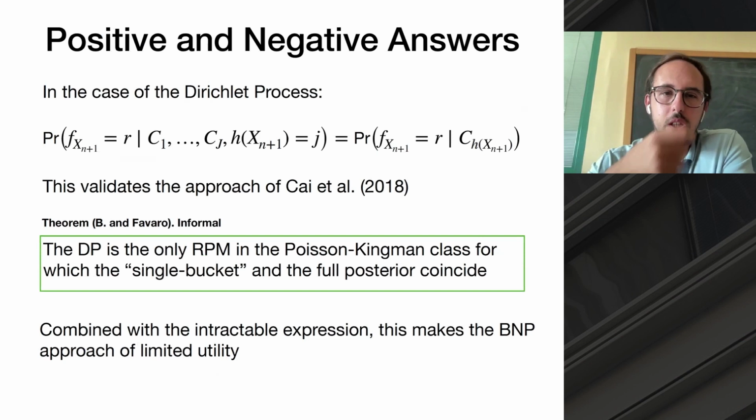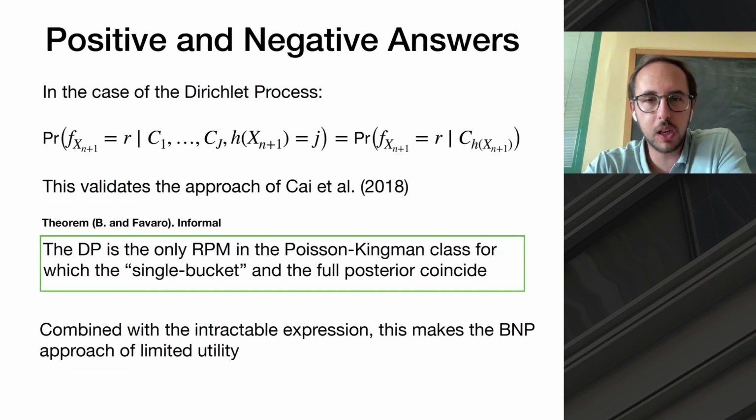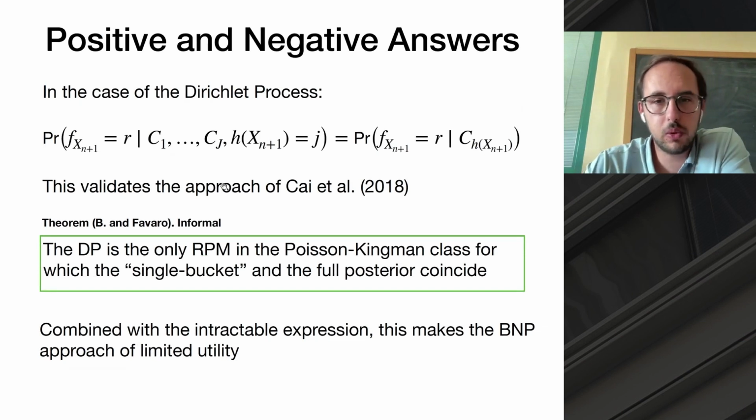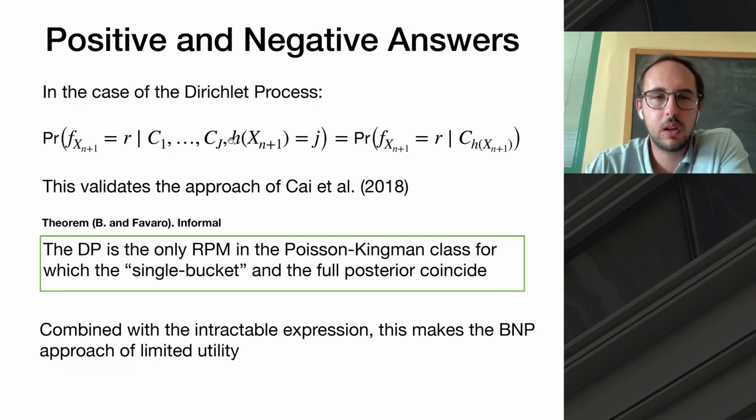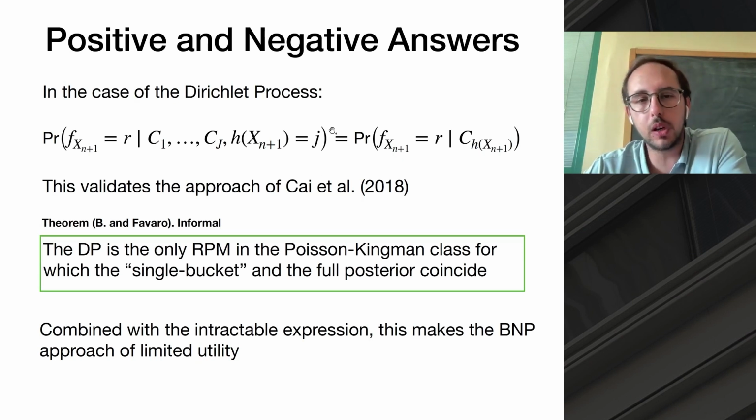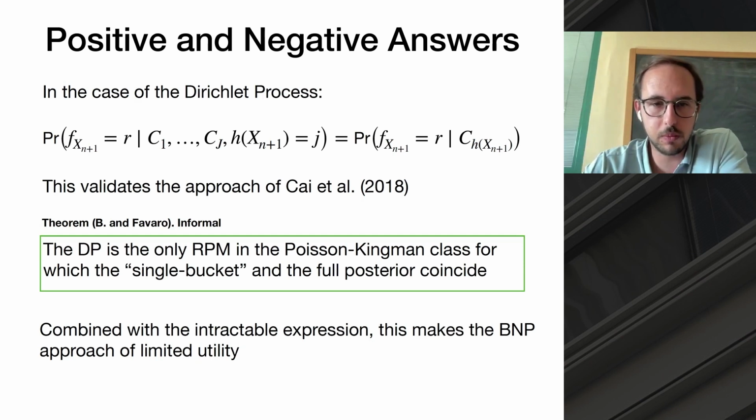When we specialize the case to the Dirichlet process prior, then some magical cancellation happens, and the full posterior that we computed is actually the fake posterior, or the single number posterior that I was mentioning before. So in a sense, the approach by Kai and co-authors, where they assume the Dirichlet process as prior, is fully Bayesian, meaning that they are actually using the full posterior to derive inference. It's only through sufficient statistics.